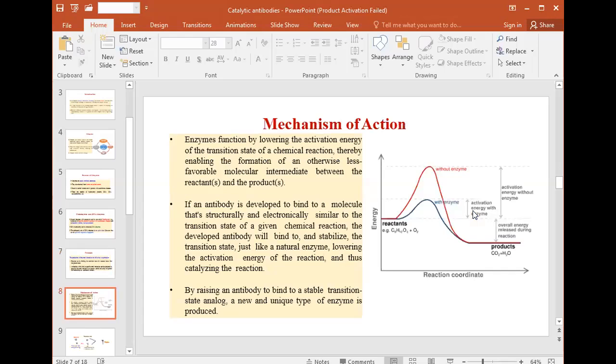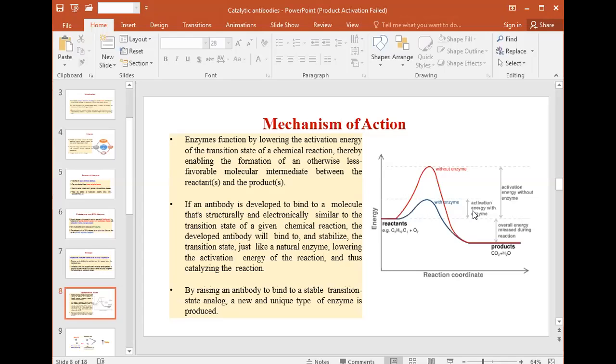So this is the principle of production of monoclonal antibody having catalytic activity, that is Catmab or catalytic antibodies. So catalytic antibody function is an enzymatic function, and the mechanism of action of this enzymatic function of Catmab is by lowering the activation energy of the transition state of a chemical reaction, thereby enabling the formation of otherwise less favorable molecular intermediates between the reactants and the products.